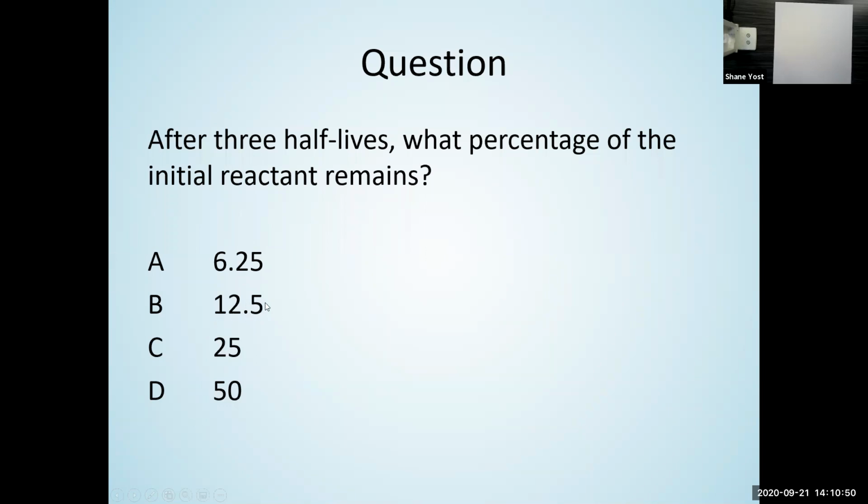So each half-life, you're multiplying your concentration by 1/2. You multiply your initial concentration of 100% by a half, by a half, and by a half, and that will give you 12.5%. Any other questions about the half-life definition?